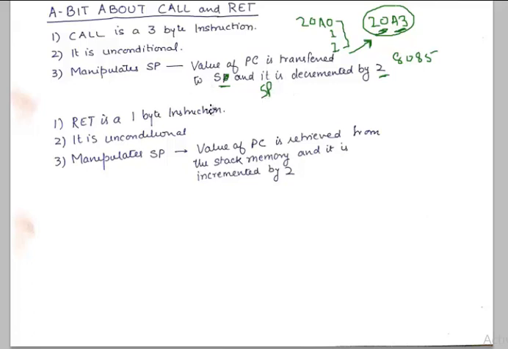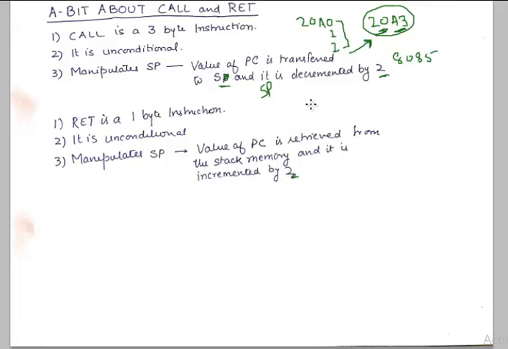So this is the most important point, and if you understand this point well enough, return is not difficult to understand, because it is exactly opposite to that. It's a 1-byte instruction, though it's unconditional, and it manipulates the stack pointer in exactly the opposite way. The value of the program counter which was stored in the stack, in our case 20A3, is retrieved from the stack memory and the stack pointer is incremented by 2, because now we have popped something from the stack, so we have the obligation to increase it by 2.